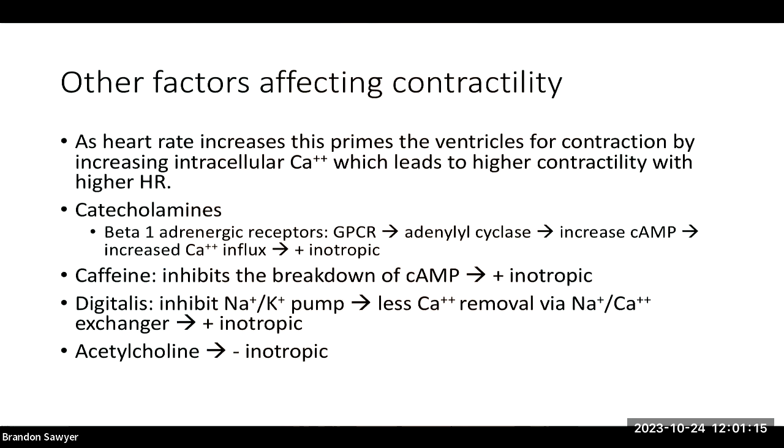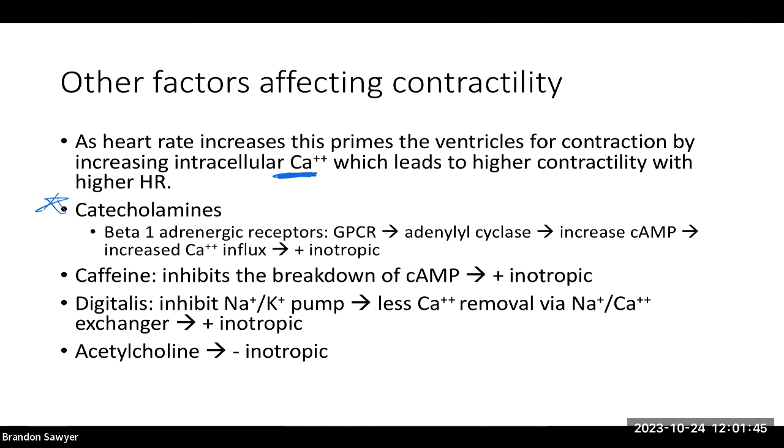Okay, so other factors affecting contractility, right? As our heart rate increases, this kind of primes our ventricles for contraction just by leading to more intracellular calcium that's just kind of there. Which is going to lead to a higher contractility because we have more calcium interacting with troponin, more actin-myosin binding occurring. So that's just going to lead to more myosin heads contributing to the force of contraction.